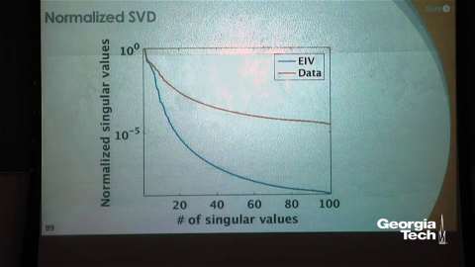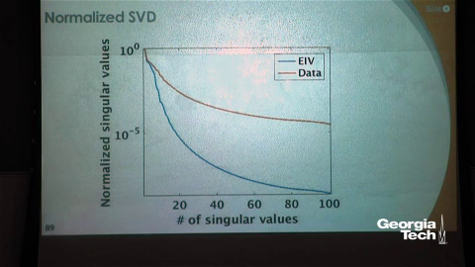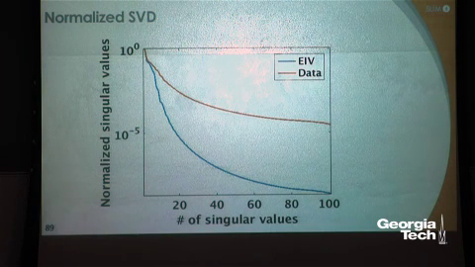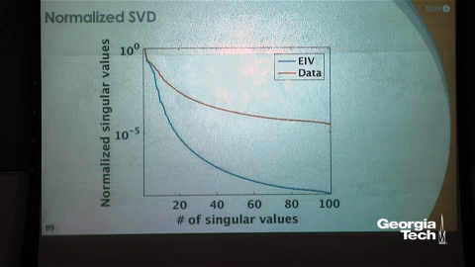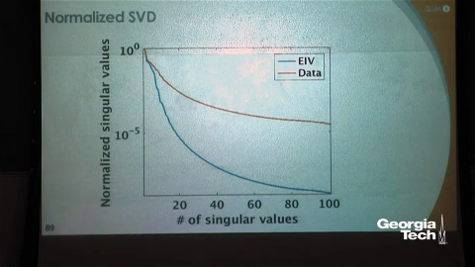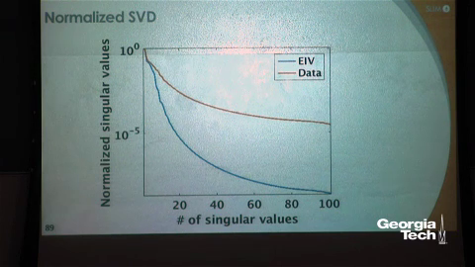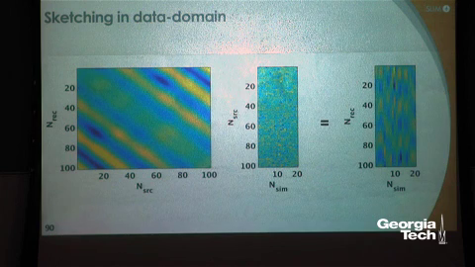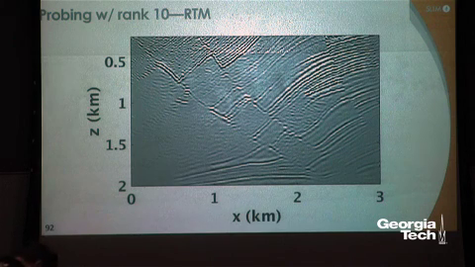What is motivated by is that if you look at the decay of the singular values of the data versus the decay of the singular values of the image volumes, the image volumes decay much faster than the data. So a low-rank approximation of the image volume is much better than a low-rank representation of the data. That's the key idea here. So these are the probings, so I will skip this and just show you some results. I will show you also what people care about.